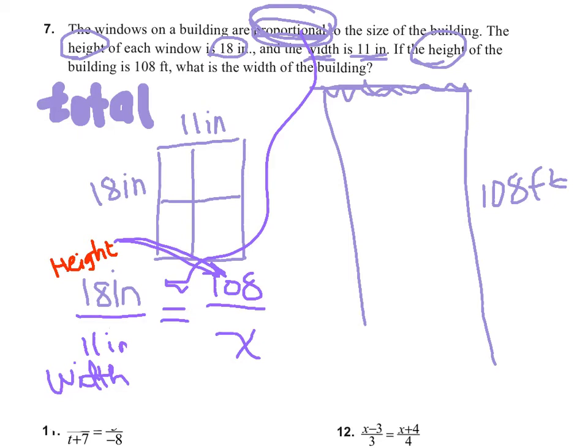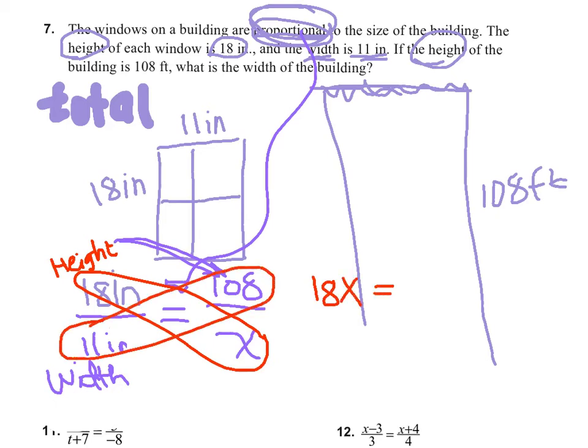Now that I have this proportion, which mine is a little bit of a mess, I can go ahead and solve it. So I'm going to first multiply X times 18, which will give me 18X. Then I'm going to multiply 108 times 11. Honestly, I don't know what that is. So I'm going to go off to the side. I have my 108 times 11.